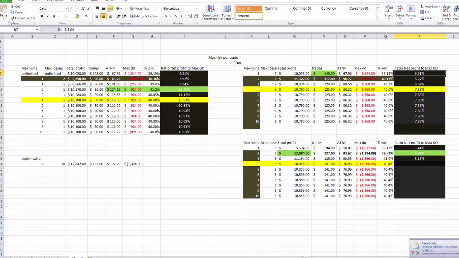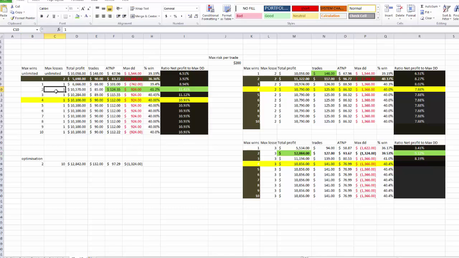So the other thing that we're looking for here is, you can see here that we do have the highest overall profit, net profit of $12,084. However, the key with this is that the average trade net profit drops down to 93. So to me, the clear winner here is basically 2 wins, maximum 2 wins, 1 loss. That is the clear winner for the optimization.